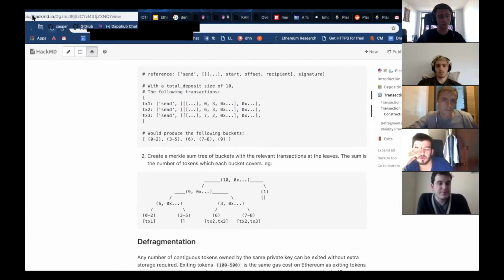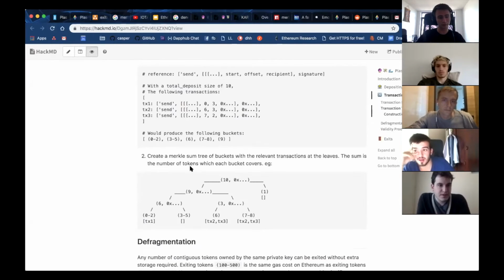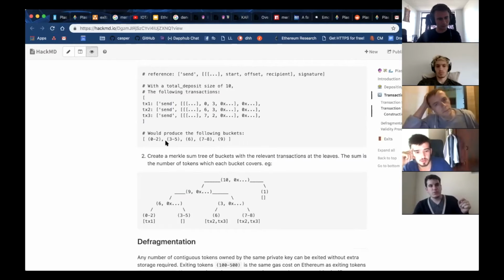Right, but how would we tell that the range is empty? For example, in current sparse Merkle tree implementations, what is used is the hash of zero. Yeah, while in this case the leaf at that point in the tree will be a start point, an offset, and some signifier of empty. Okay, so it does have the offset inside. That's what I had in mind.